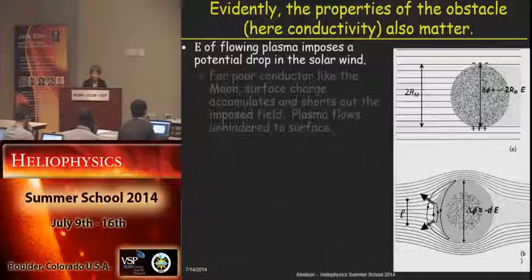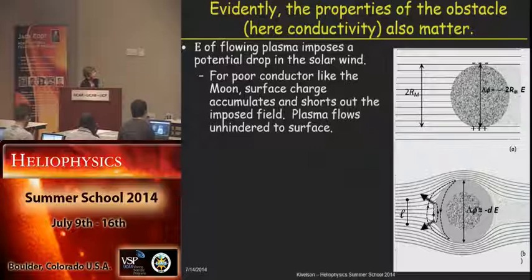And for a poor conductor like the moon, that potential drop imposes itself across the body. A surface charge accumulates and shorts out the imposed field, and plasma flows unhindered to the surface. And so I'm showing it flowing into the surface on one side, and I'm showing an empty region. Now that empty region is empty of flow, it's not empty of magnetic field. These lines are meant to be flow stream lines, so don't think that there's no magnetic field there. But all the plasma to zeroth order has been blocked from reaching the region behind the obstacle.